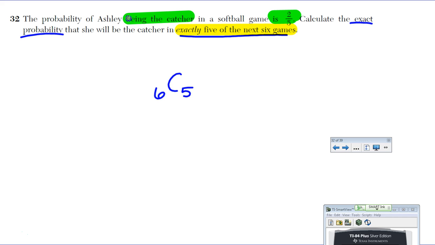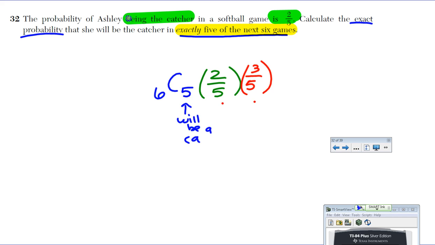Then we have 2 probabilities. She is going to be a catcher is 2/5, and she is not going to be a catcher, and remember, these 2 go together, so 3/5 is not going to be a catcher. So now you have to know which way to put your powers. The 5 represents will be a catcher. So as long as you put the 5 on the probability that she is a catcher, it doesn't matter the way you put 2/5 and 3/5.